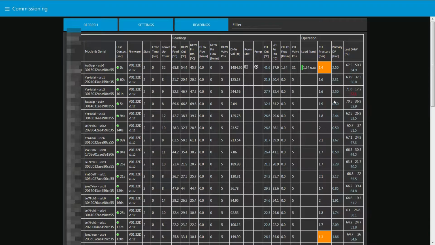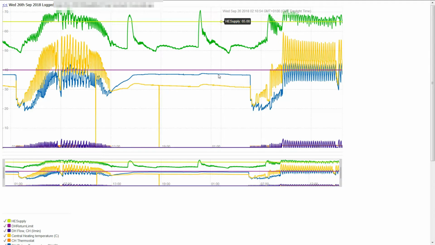Now we can further drill down into information. So the central heating output here has a link to a further historical graph. This graph is showing us what the central heating has been doing in this property. We have the return temperature limit and the central heating maximum supply temperature. We have the supply off the heat network, the central heating being fed out to properties, the return temperatures, and we have the flow on the heat network.